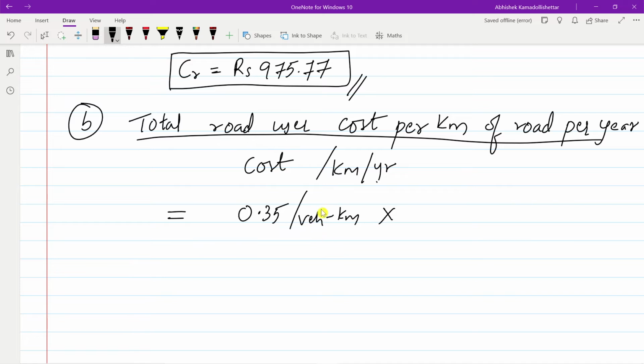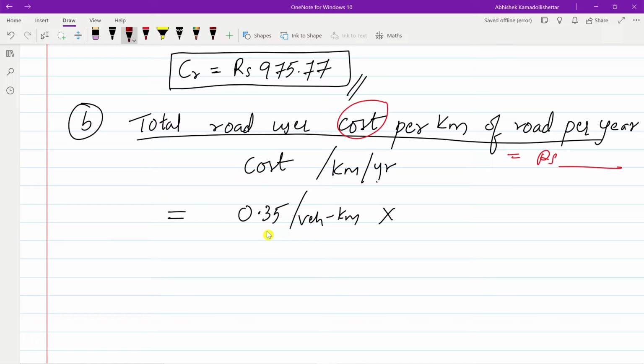Okay, now we have to multiply the number of vehicles because we want the total cost now. Actually, we want cost only, we want rupees. So if I want only rupees, then I have to cancel this vehicle and this kilometer. According to that, you check the data in the question, per vehicle kilometer.